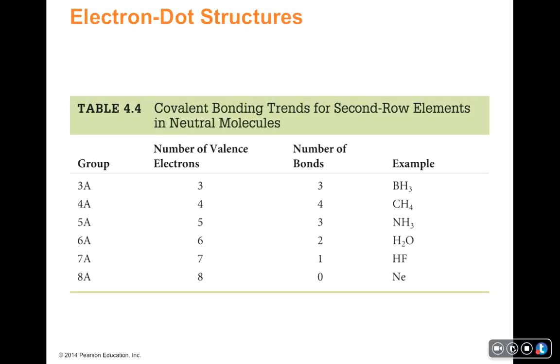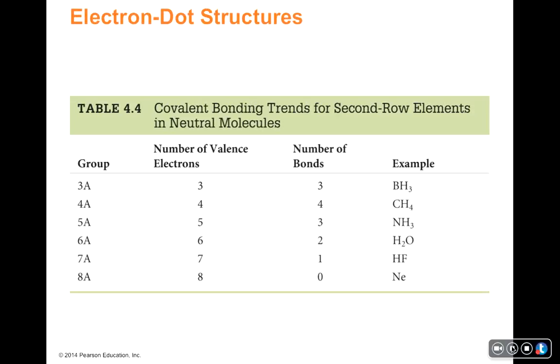This table is also given in your text. It gives you the bonding trends for elements that we're going to use. This is a good table to either memorize or write down. It gives you information about how many valence electrons from the group number, but it also tells you how many bonds each of those atoms in that group would be participating in.